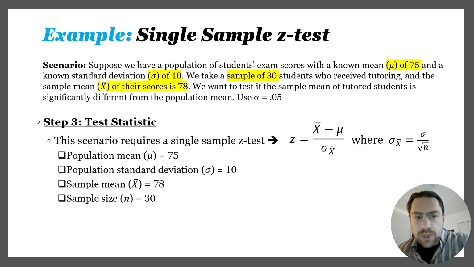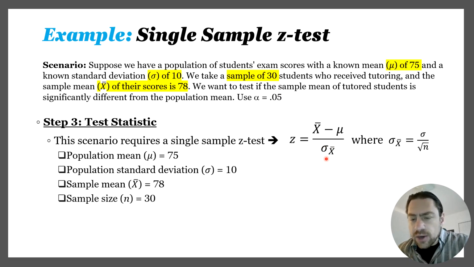Okay, so step 3 is the test statistic. We briefly looked at the formula in this situation at the beginning of the lecture. Here is the formula for the test statistic to get the critical z-value, and it's basically a z-score. So x bar, that's the sample mean, 78, minus mu, the population mean, 75, divided by the standard error of the mean. That's what this symbol is.